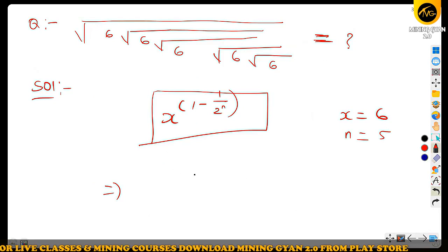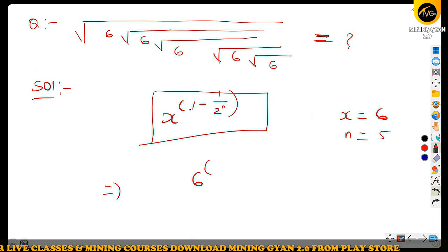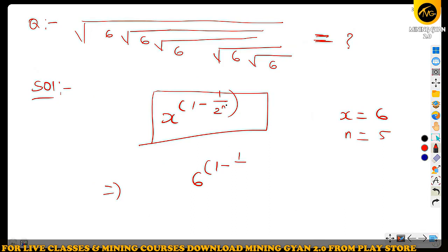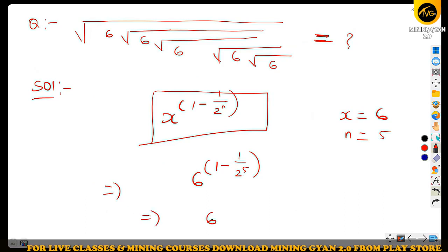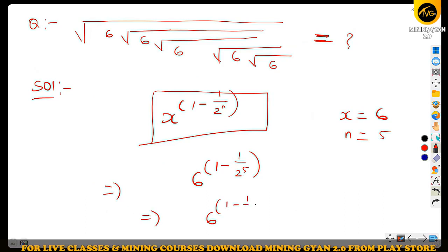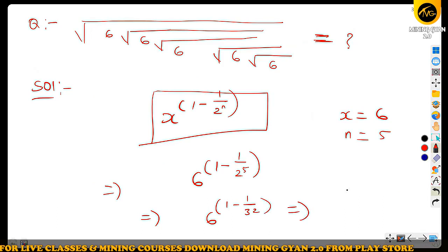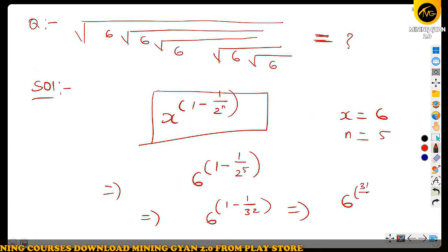Now the x is 6, that means 6 power 1 minus 1 divided by 2 to the power n, and n is 5. That means 2 power 5. So 6 power 1 minus 1 divided by 2 to the power 5, that means 32. And we can easily write 6 power 32 minus 1, that means 31, whole divided by 32. So the answer is 6 power 31 divided by 32.